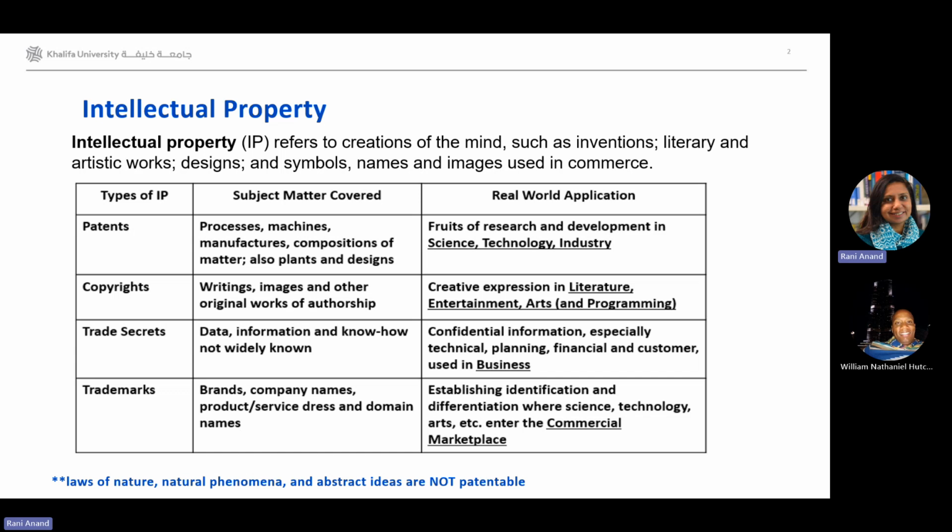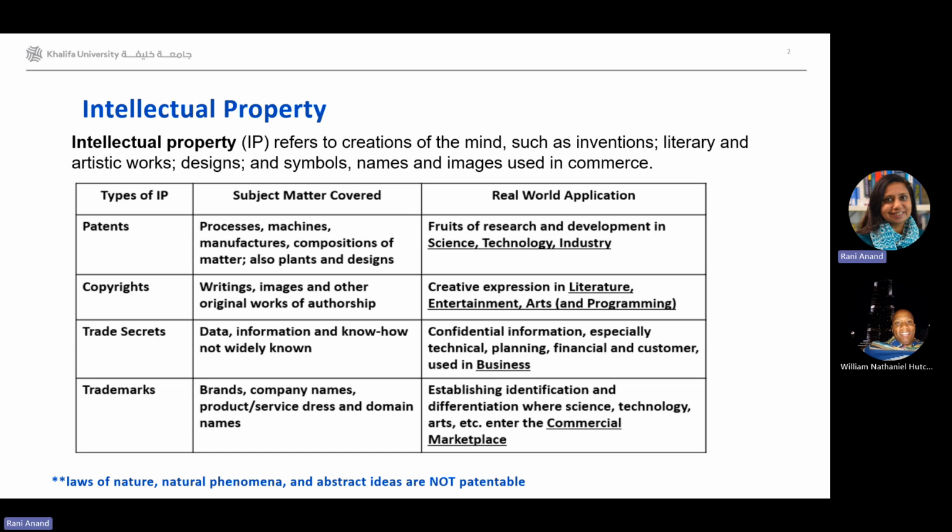Another type of intellectual property is copyright. Copyrights are writings, images, and other original works of authorship. Their real-world application is creative expression in literature, entertainment, art, and programming.